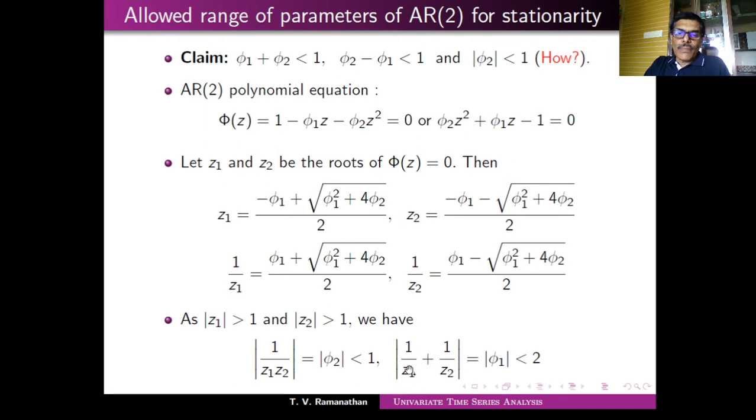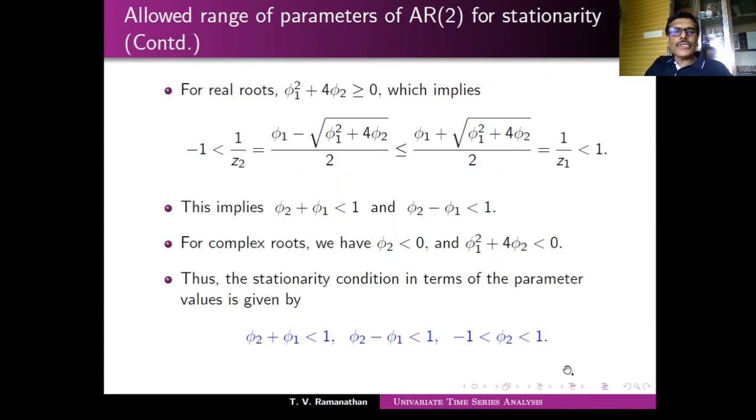And this 1 by z1 is less than 1, and this is less than 1, so the sum is less than 2. So you can write this is less than 2 and this is equal to the absolute value of phi 1. There is a little bit of algebra you need to do from here to here. Because I have given these values, you substitute them, simplify, and you get this.